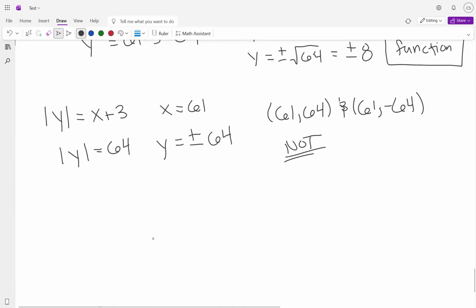All right. So again, we did something to our y that was bad, and that showed us that this is not going to be a function for us.